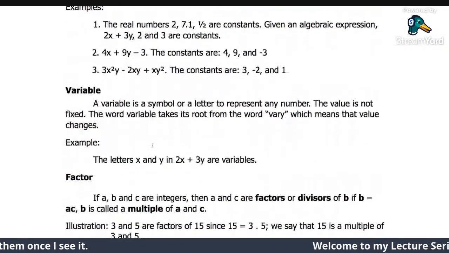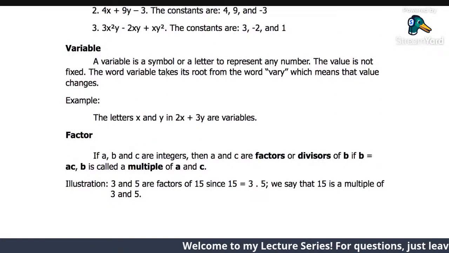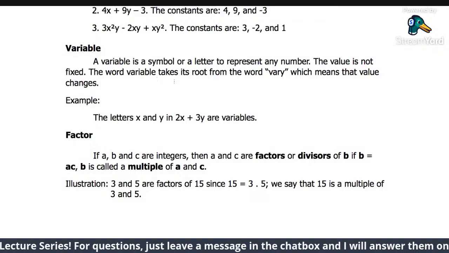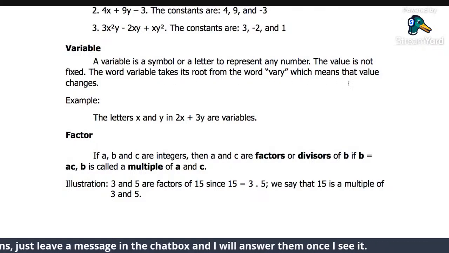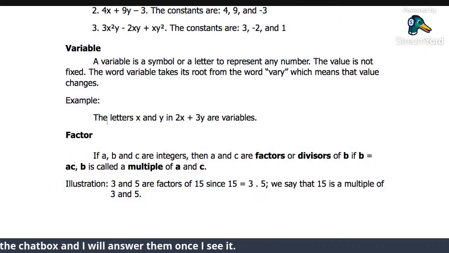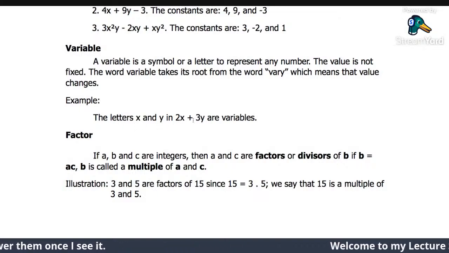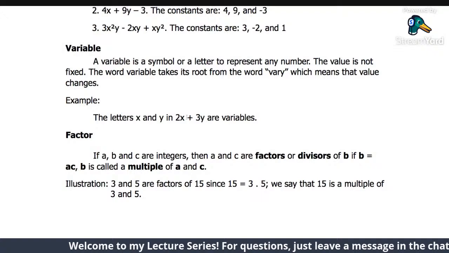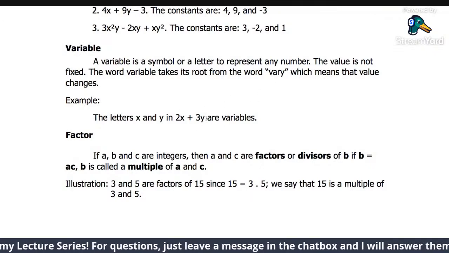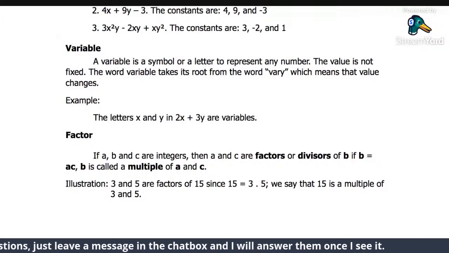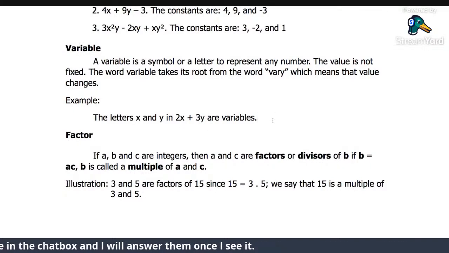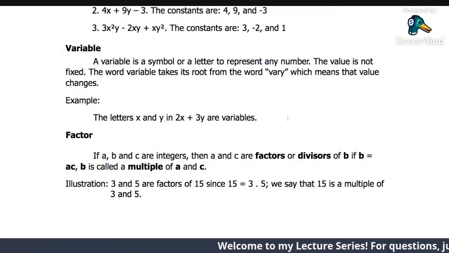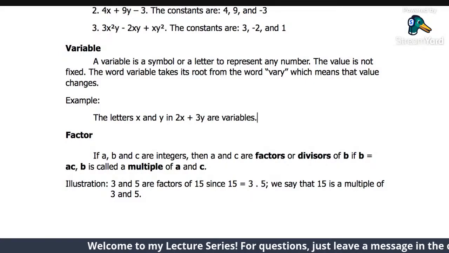Now we move on to variable. A variable is a symbol or a letter to represent any number. The value is not fixed. The word variable takes its root from the word vary, which means the value changes. So, for example, the letters x and y in 2x plus 3y are variables. It means that the values of x and y may change. They have varying values. All right, so another example would be 5a squared minus 2c. So your variables there are a squared and 2c. So those are your variables.